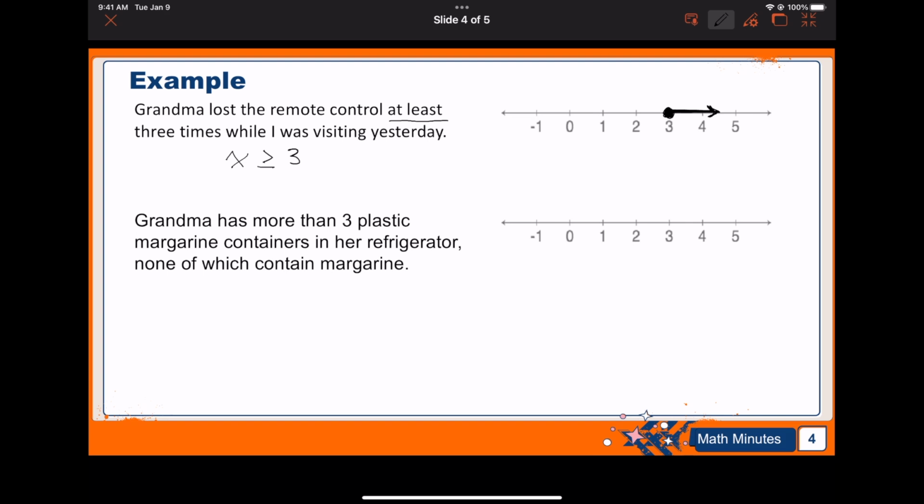But when we look at this, more than 3 plastic margarine containers, right? So because it's more than 3, 3 is not more than 3, right? It's got to be a number that's larger than 3. So this is going to be x is greater than 3. And because 3 is not more than 3, my circle is going to remain open here at 3. 3 is not a solution there. I can't substitute 3 for x and make that a true statement. 3 is not greater than 3. But all the values that are larger than 3 do count. So I just put my arrow off to the right there.